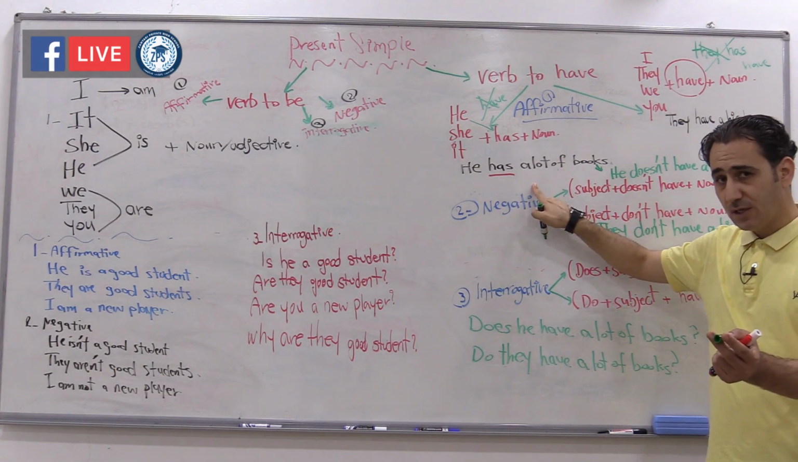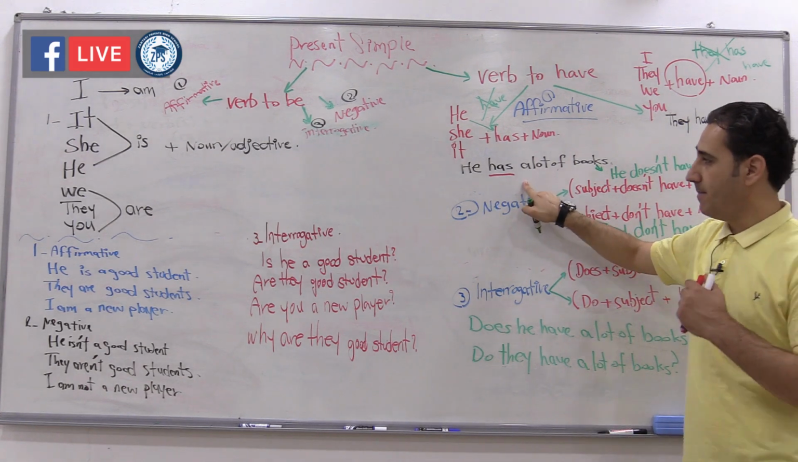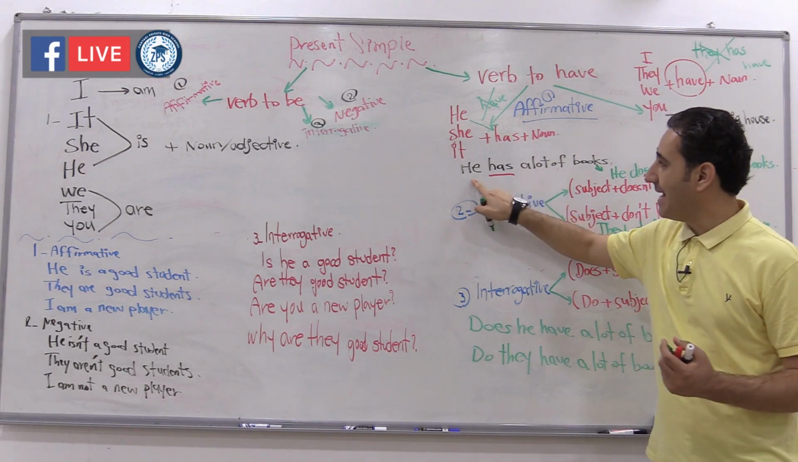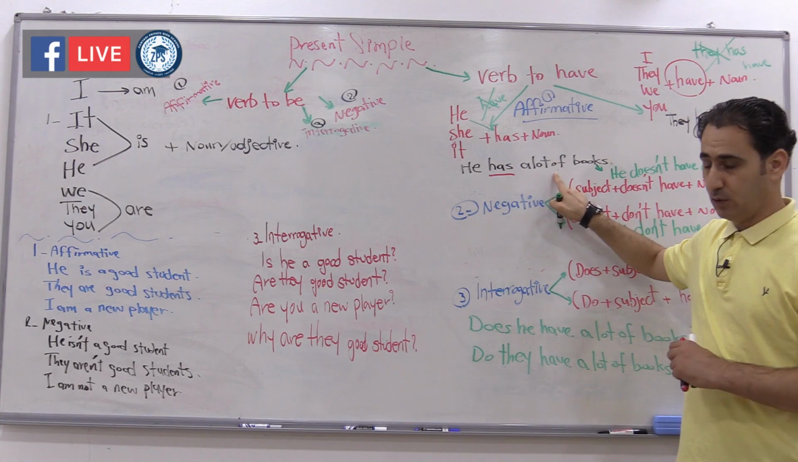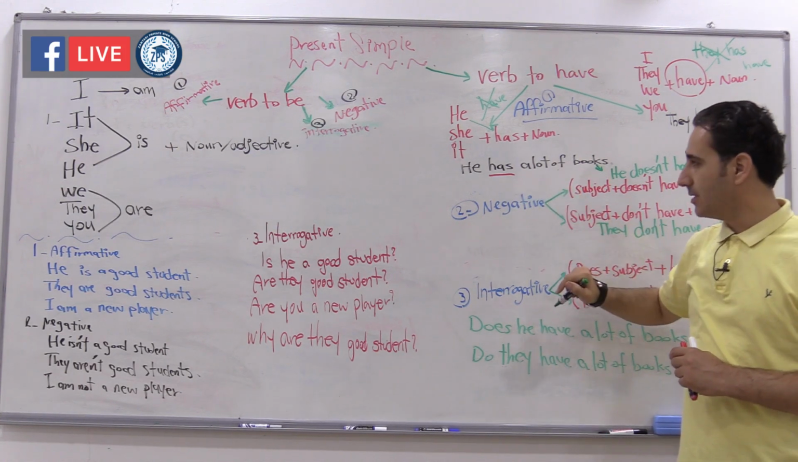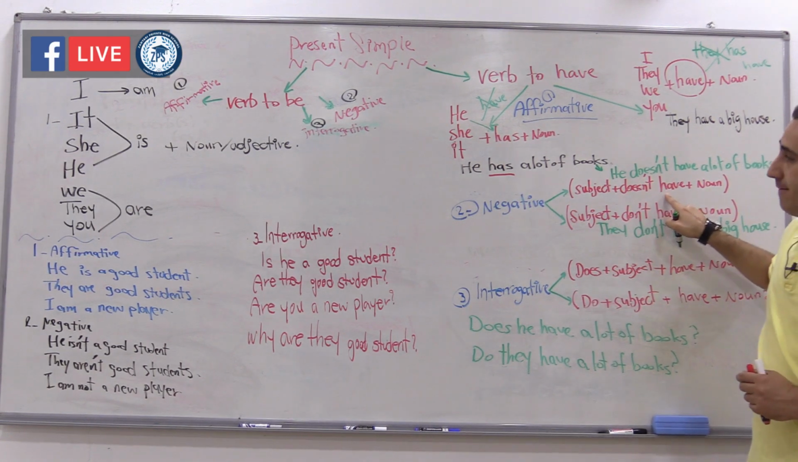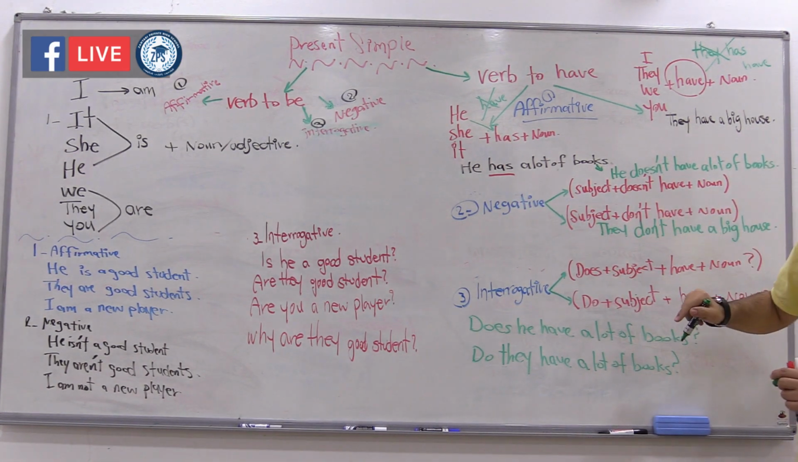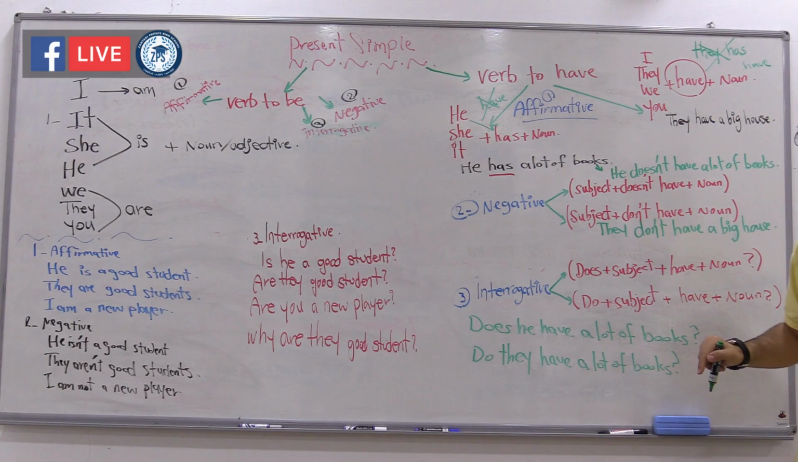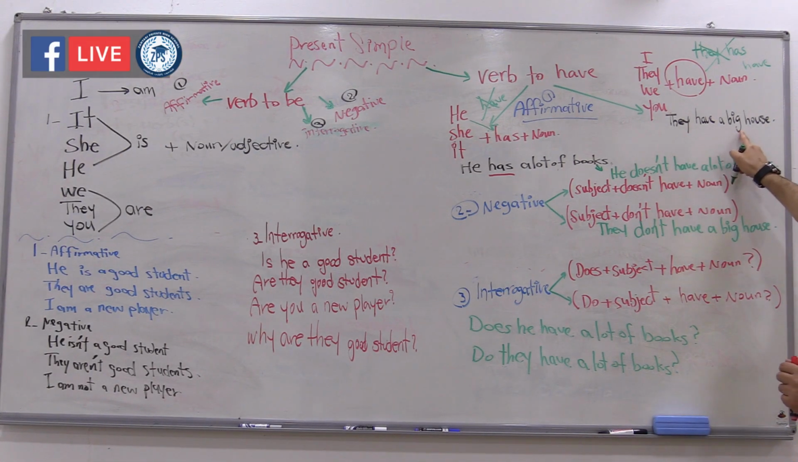Most of the students, actually, they made a mistake. They said he hasn't a lot of books. No, it's not correct. We should say he doesn't have a lot of books. Okay? Understood? Good. Then the plural, they have a big house.